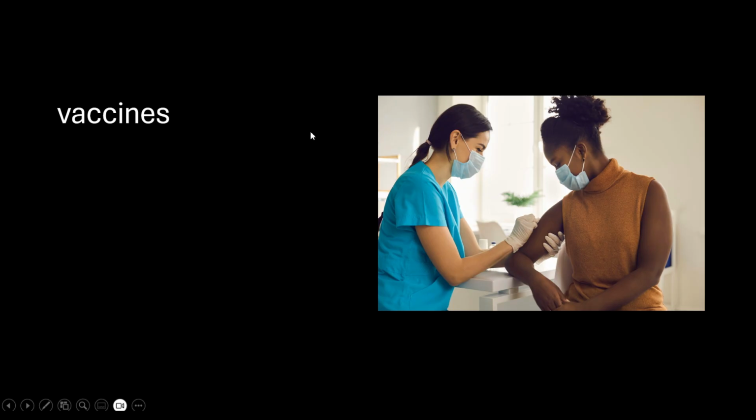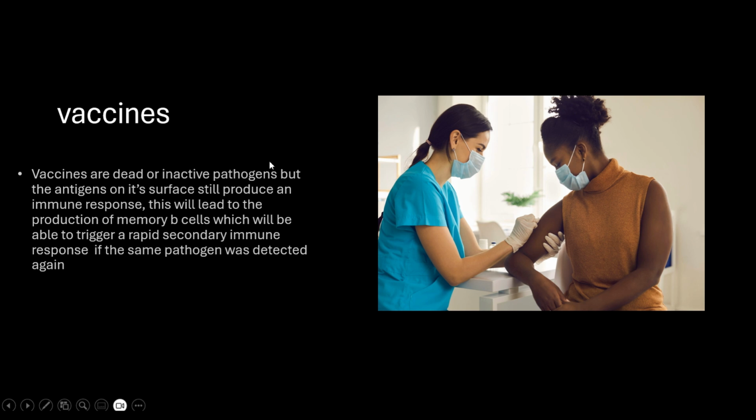Vaccines. It's a bit of a controversial topic, isn't it? A vaccine is basically just a dead or inactive pathogen. It's not going to multiply. On its surface, it still produces an immune response because it still has the antigens, but it's not actually going to harm you. This will lead to the production of memory B cells and memory T cells, which are going to be able to trigger a rapid secondary immune response if the same pathogen is detected again.